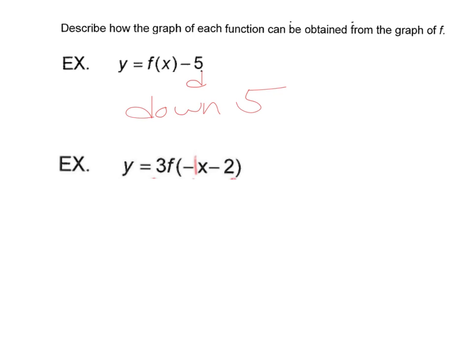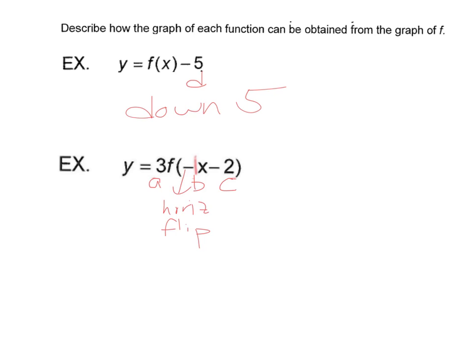For the second graph, or the second example, first the 3 is a number being multiplied on the outside. That means that's A. We have a minus on the inside. I know that's a horizontal flip. Invisible 1 would be B. And then the 2, since it's trapped inside the parentheses, would be C. Now I need to write down what all is happening.